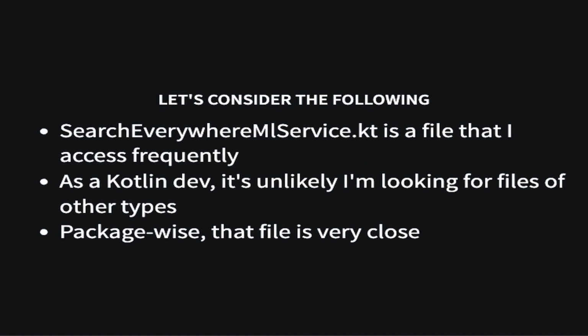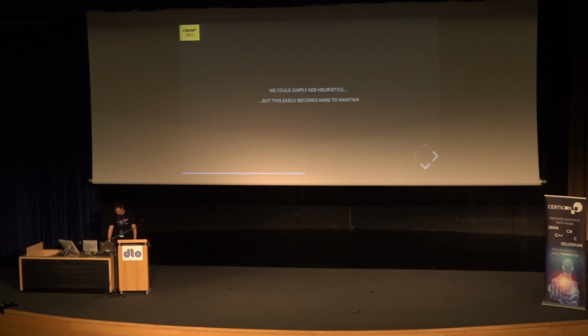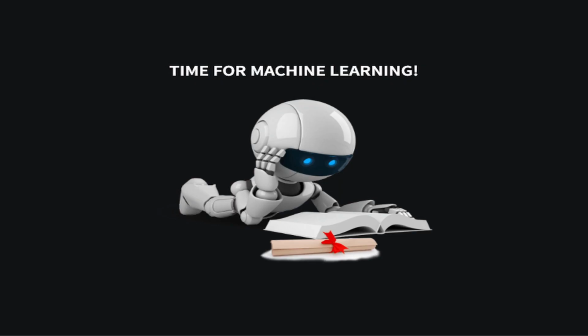We can consider the following. The file I was looking for is a file that I access quite frequently. Also, as a Kotlin developer, I'm not interested in Java files or some other file types. I would be looking for a Kotlin file because that's what I'm working on. And also, package-wise, that file was very close. So what we can do is add simple heuristics to the already existing Search Everywhere algorithm, but that's going to become very hard to maintain. So what do we do? That's the time for machine learning.